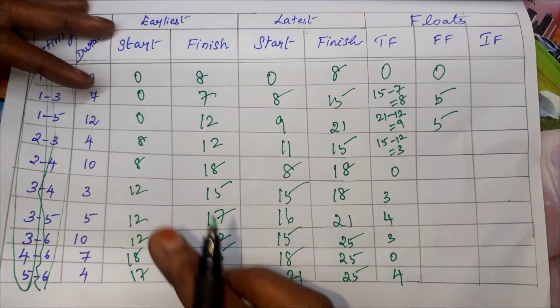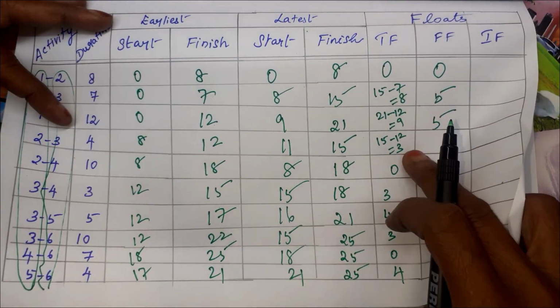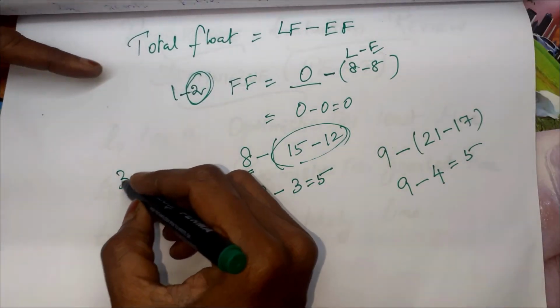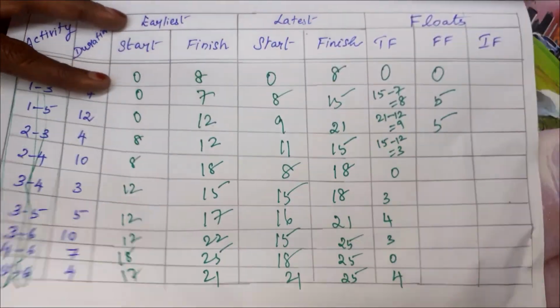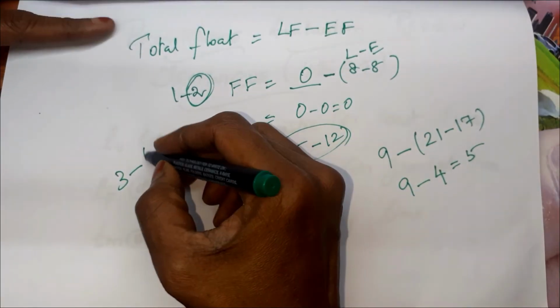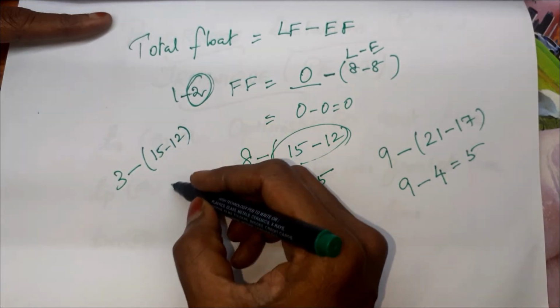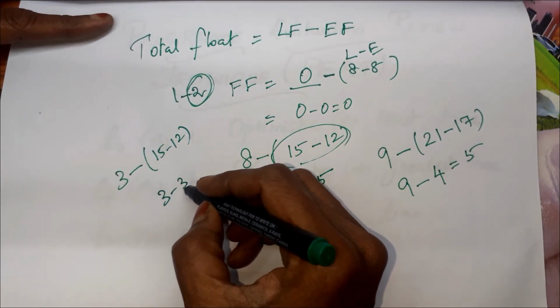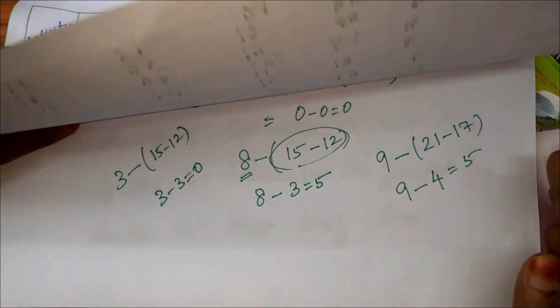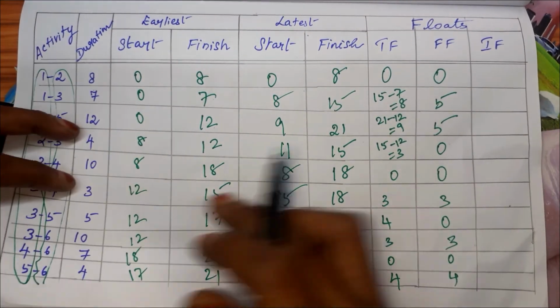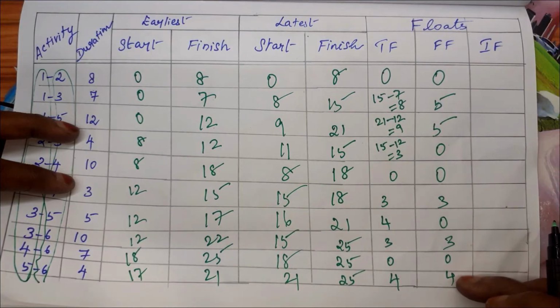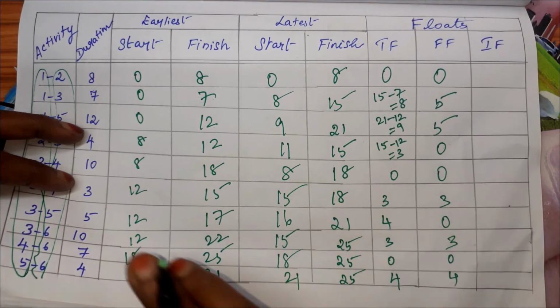Come to the activity 2, 3. For 2, 3, we have the total float as 3. Minus in 3 we have the value 15, 12. So 15 minus 12 within brackets. So 15 minus 12, which is equal to 3. So 3 minus 3, which is 0. So 0 for this one. Using the procedure, I have filled all the values. Kindly check your answers, what you are getting.